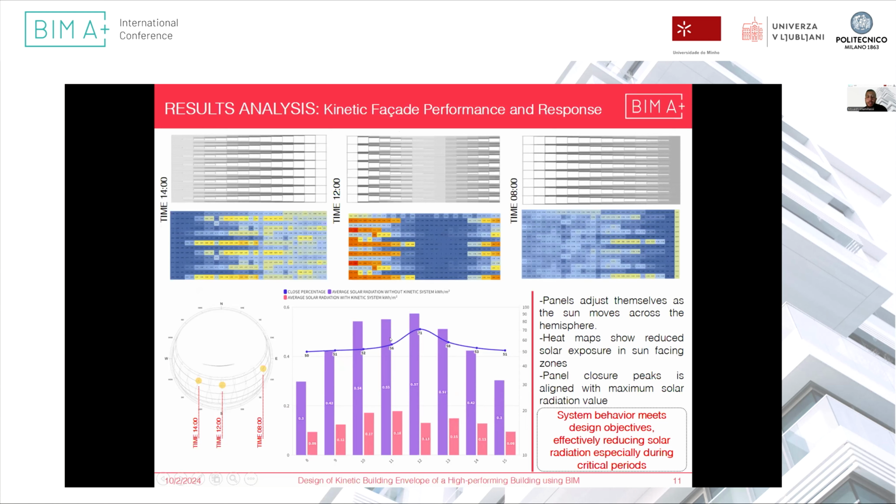Also, the blue line indicates the percentage of the panels closing. The panel closure peaks aligned with the maximum solar radiation value. So when the solar radiation is at its maximum, the panels are closing the most. We conclude that the system behavior really meets the design objectives, and it reduces the solar radiation, especially during critical periods.